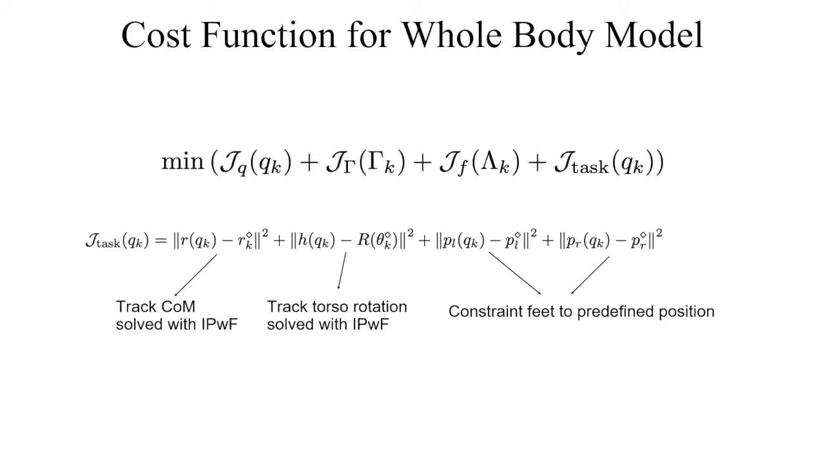Gtask can be divided into three parts. The first part is to ensure the center of mass in the full model tracks the solved trajectory with IPWF. The second part is to guarantee the torso rotation in the full model tracks the solved rotation trajectory of flywheel with IPWF. The last part is to constrain the feet on the ground.